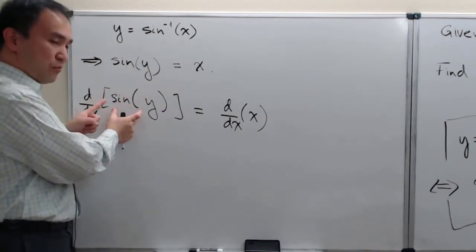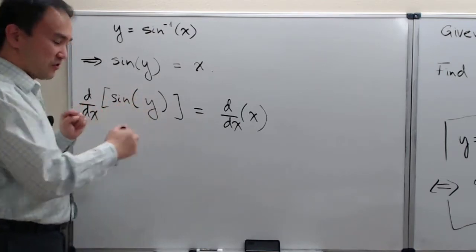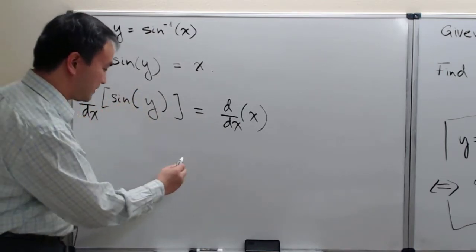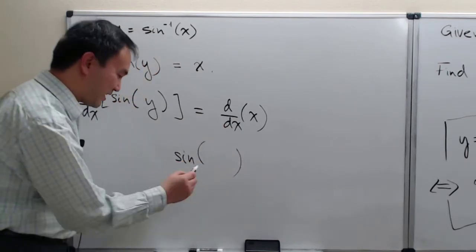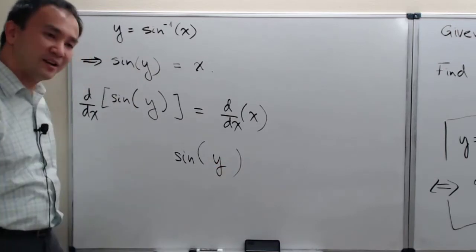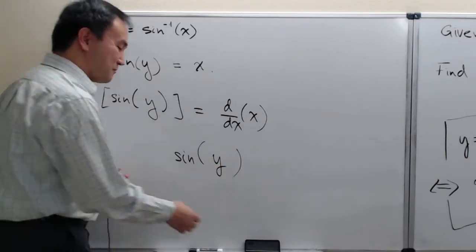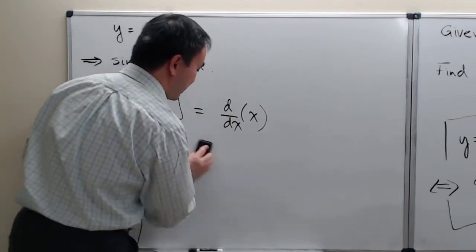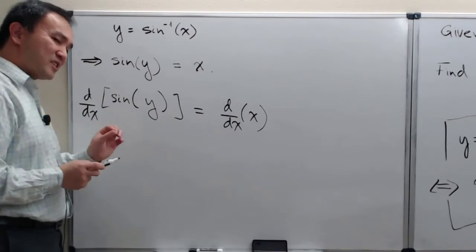So we have an operation, or in other words, we have an outer function here being the sine function. So we have sine, see a little bit of scratch work here. We have sine, and inside of that we have an implicit function y inside of our sine function.